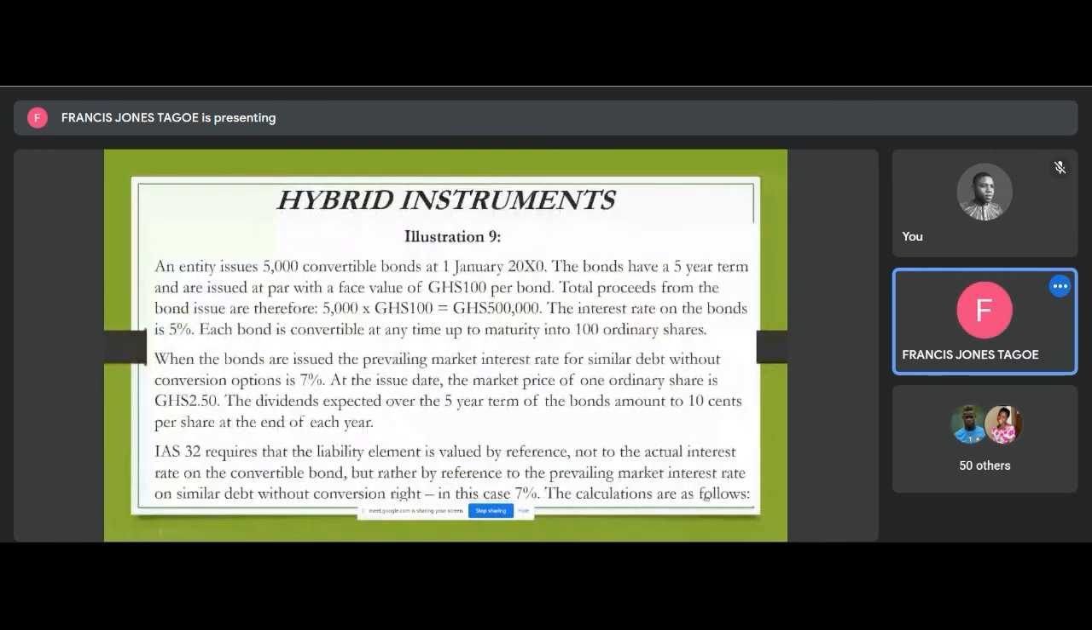I'll give you one example then. I can leave the session for you to go right back to campus and attend to other pressing needs. So an entity issues 500,000 convertible bonds on 1st January 2010. So number of bonds, 5,000, isn't it? Now the bonds have a 5-year term. I issued at par with a face value of 100 per bond. Bonds are issued per odd lots, 100 per bond.